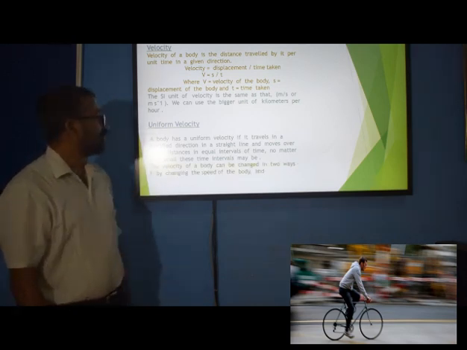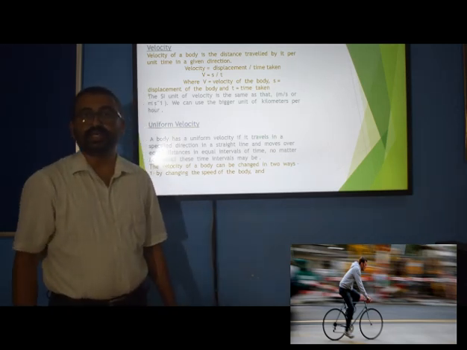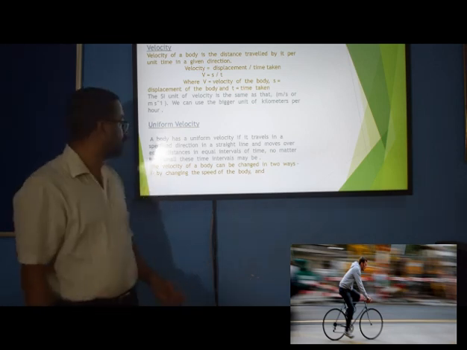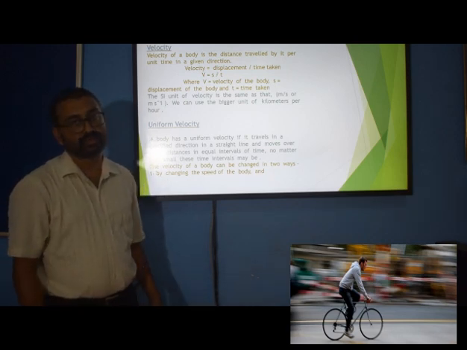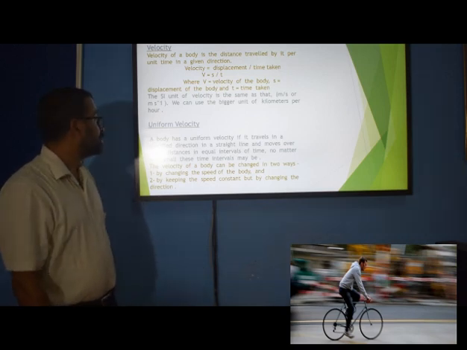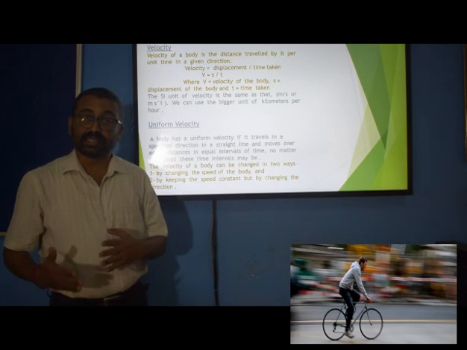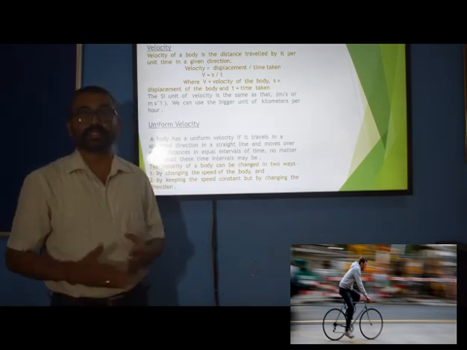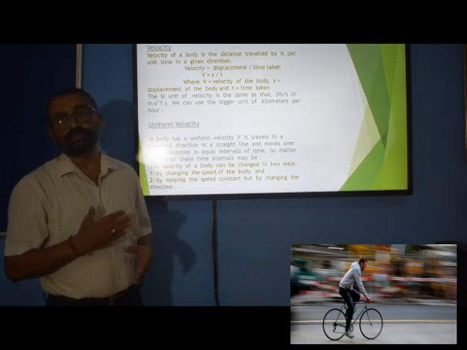How can we change the velocity of a body? It can be changed in two ways because it is a vector quantity. It has both magnitude as well as direction. What are the two ways? The first one is by changing the speed of the body. By changing the speed, we can change the velocity. What is the second method? We can change the direction, because velocity is attached with magnitude as well as direction. So the first one we can change the magnitude, that is the speed. The second one we can change the direction. So by changing either speed or direction, we can change the velocity of a body.